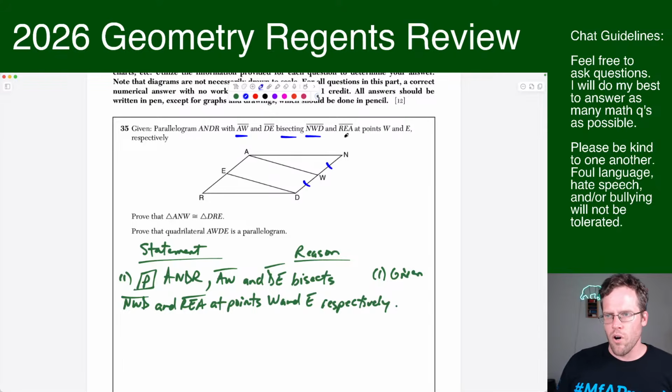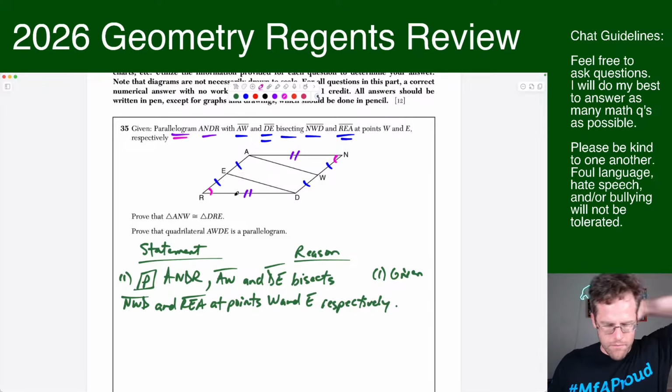And then they tell you DE bisects REA. And opposite sides of a parallelogram are equal. So these four segments are the same. But we have to explain all that. And we're told, hey, this is a parallelogram. So that means these sides are also the same. Parallelogram also allows us to say that opposite angles are equal. So now I know these triangles are going to be congruent by SAS.